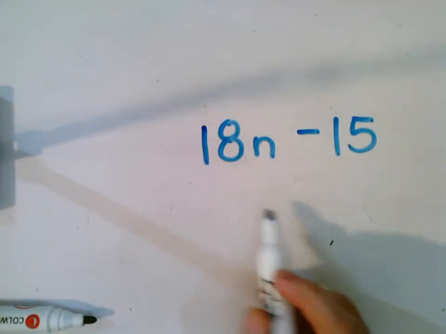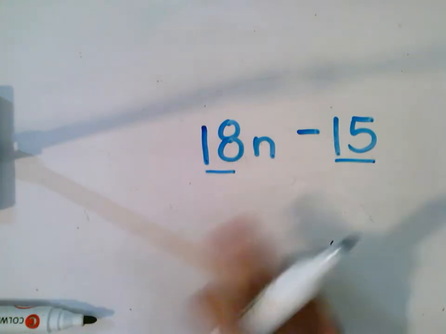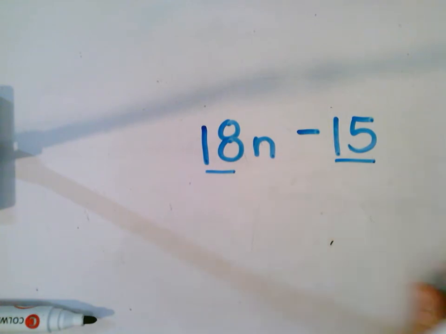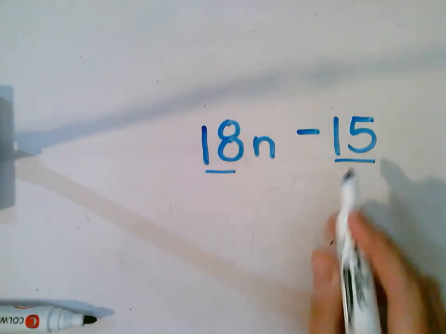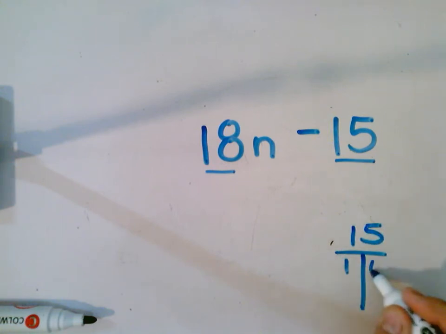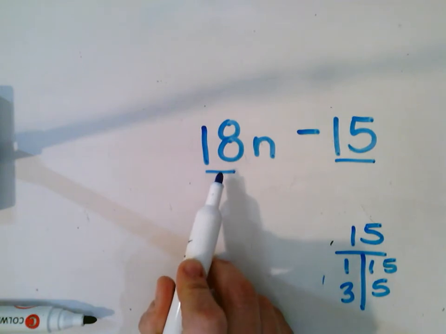All right, so I'm looking at the 18 and the 15. I know that 18 and 15 are not going to be factors of each other. I need to find my greatest common factor. So let's start with 15 because that's the one I probably know the most. 1 times 15 and 3 times 5. So looking at these numbers, are there any of these numbers that will also be a factor of 18?